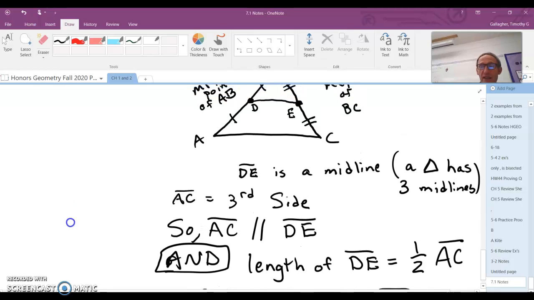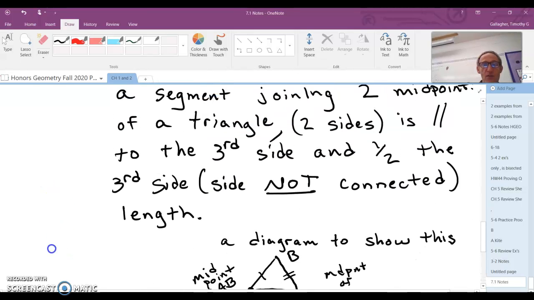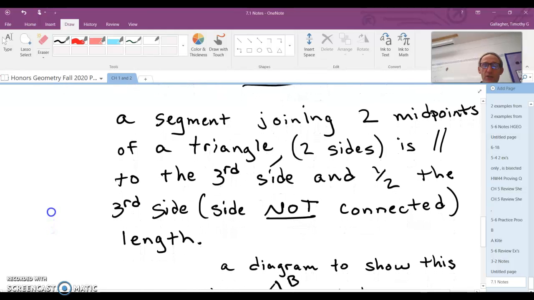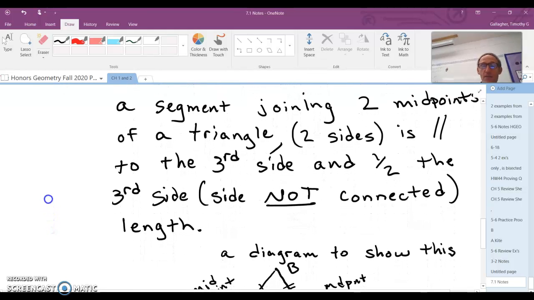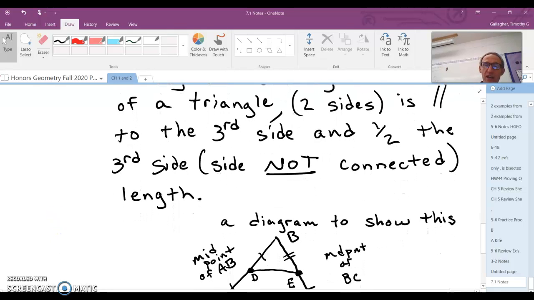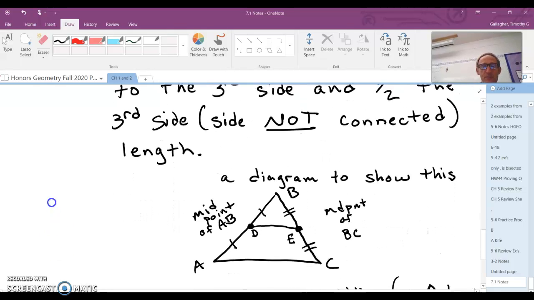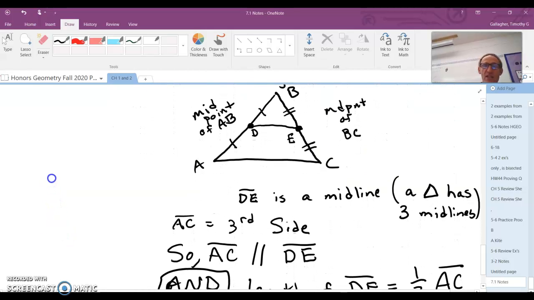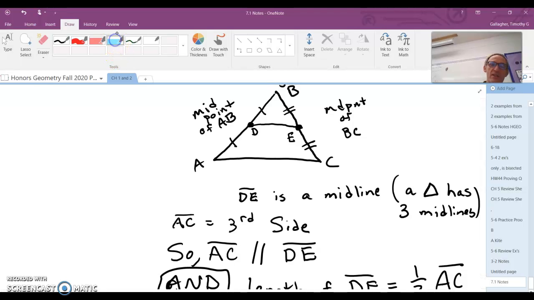So the midline theorem is a segment joining the two midpoints of two sides of a triangle, is parallel to the third side and half the third side length, the side that's not connected. A diagram to show this is right here. So DE and AC. Now I'm almost out of time here. So that's the midline theorem. And this is 7-1 notes.